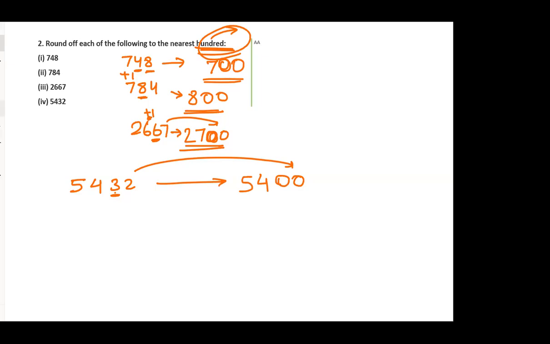Fine. Now the next question, round off each of the following to the nearest 1000. And the question is 6475. So we have to round off the number to the nearest 1000. That is why this time we will underline the number which is at the 100 place, because we have to round off to the nearest 1000. So which number is at the 100 place?